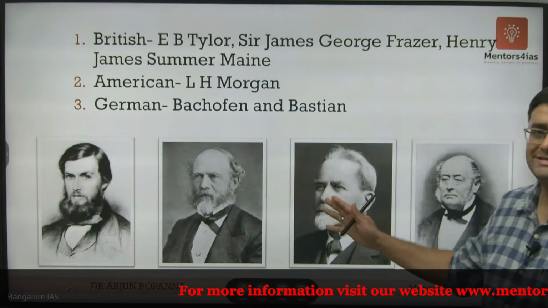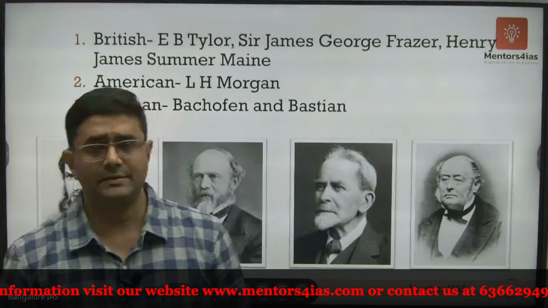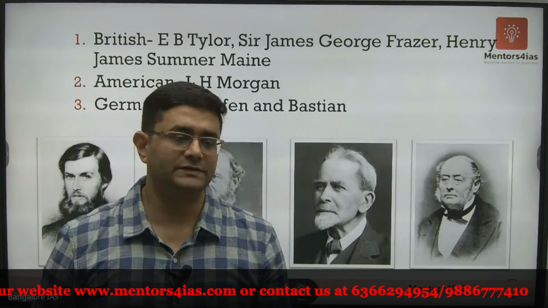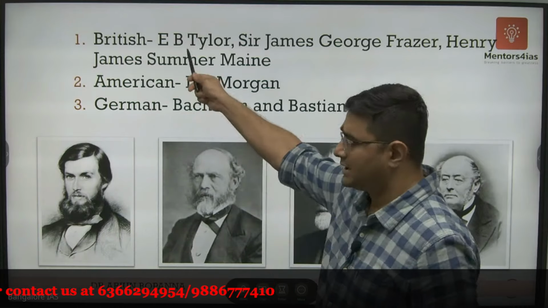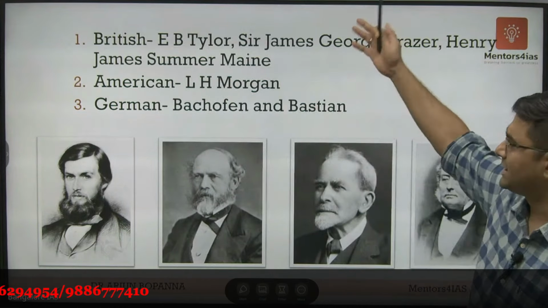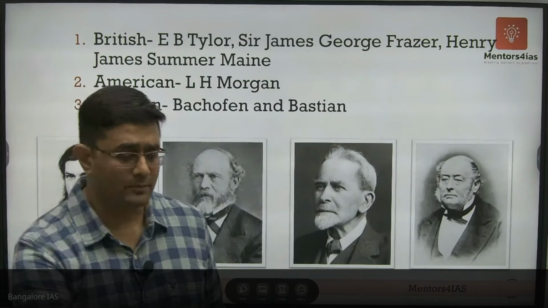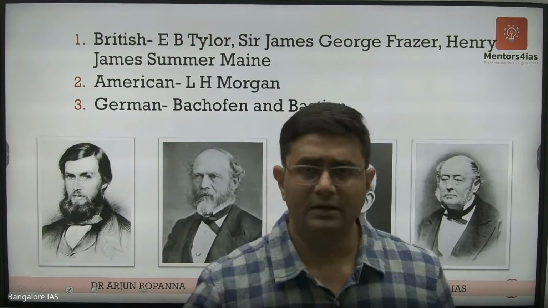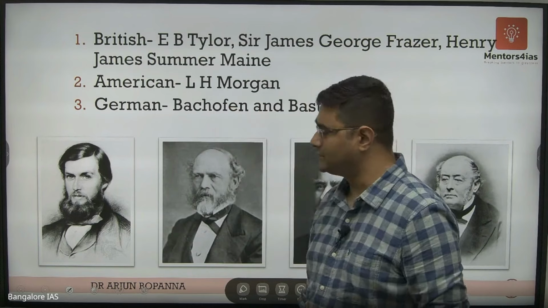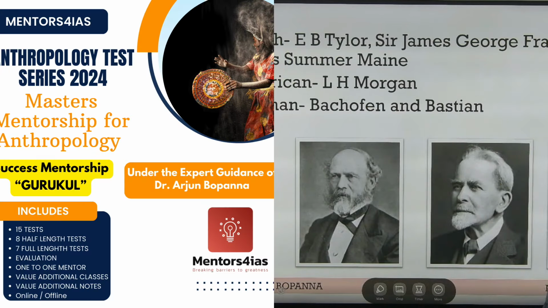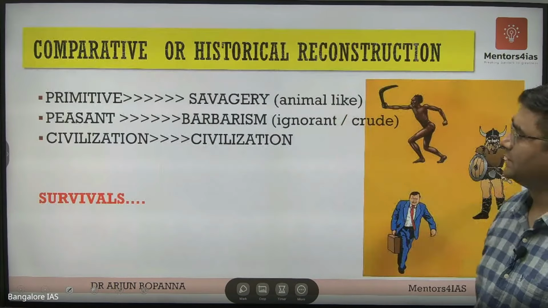So you need to remember these names for your exam. Try and keep as many minimal facts as necessary, and the most important ones. Don't try to overwhelm yourself with a lot of facts. So remember these names, right? Obviously, you would be reading Tylor several times. Tylor, James Frazer, who talked about the evolution of society in the form of magic, religion, and science. Then you have Henry Sumner Maine, the American anthropologist L.H. Morgan, German Bachofen and Bastian, who talk about the evolution of the political system, etc. So these names and their books you need to remember.